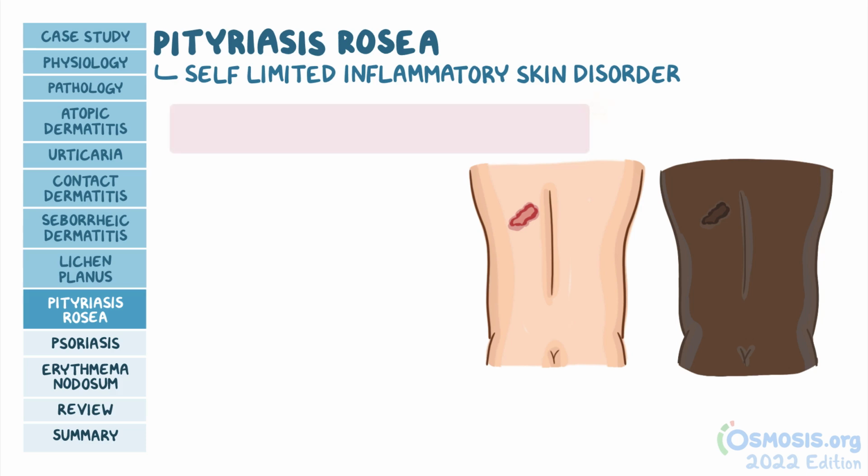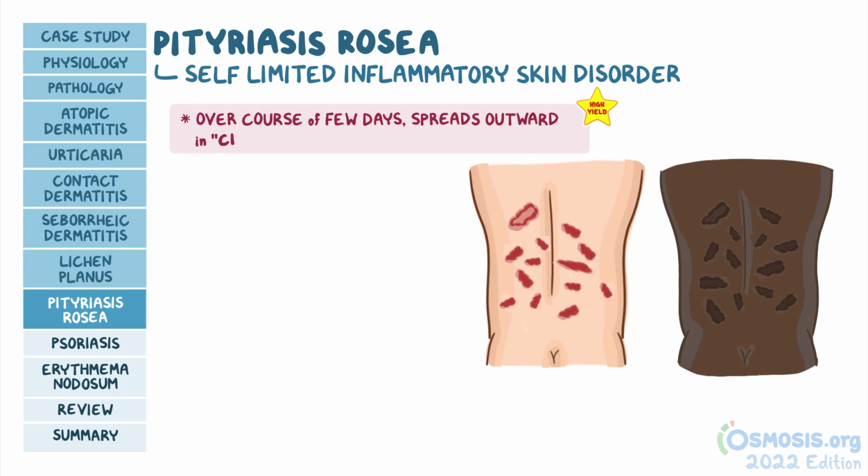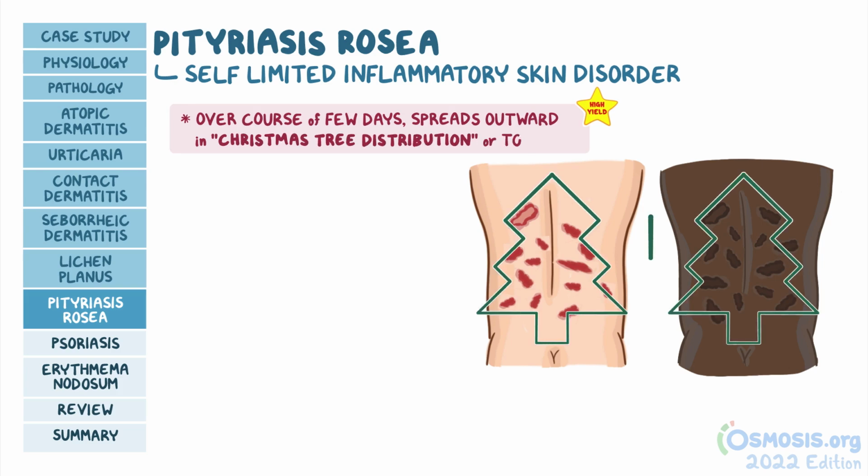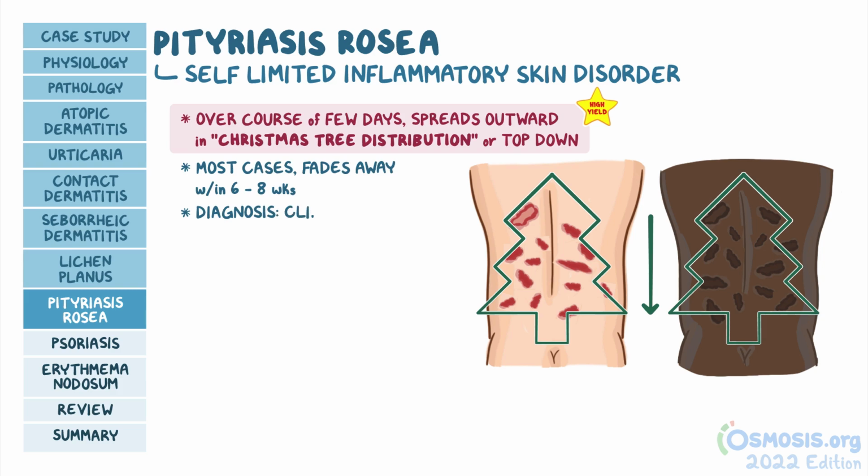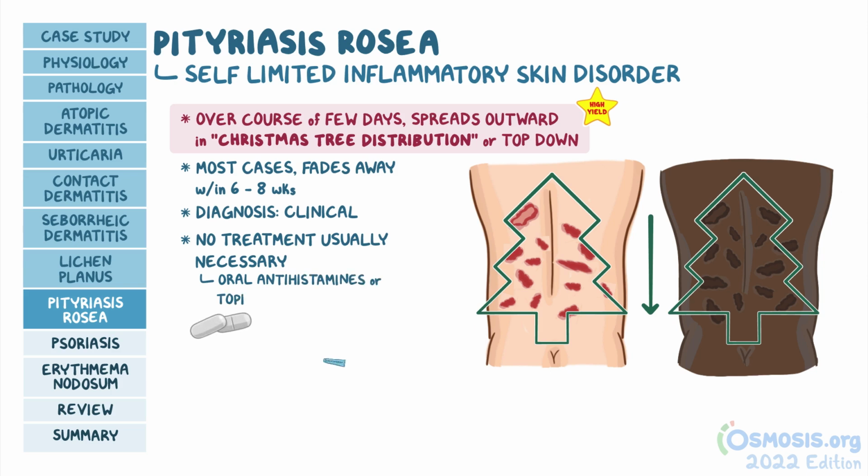What is high yield is that over the course of a few days, the eruption spreads outward in a Christmas tree distribution, or from the top down. In most cases, the eruption fades away on its own within 6 to 8 weeks. Diagnosis is clinical and no treatment is usually necessary, while oral antihistamines or topical corticosteroids can be used to control itching.